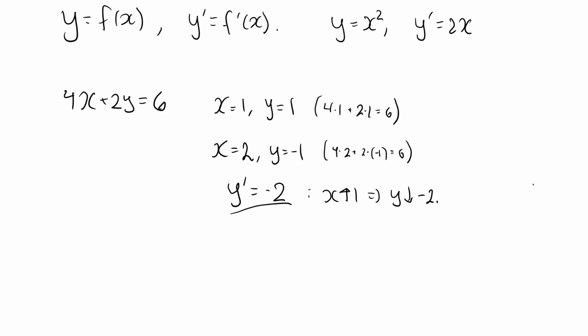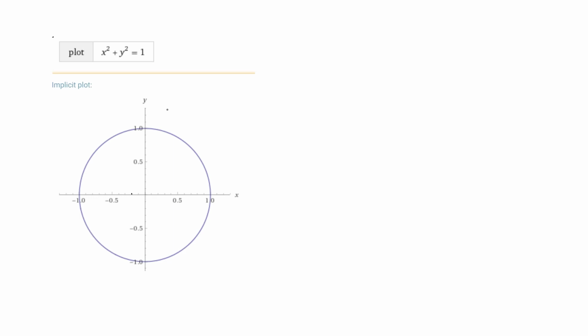We can also view the derivative as the slope of the tangent of the implicit plot. For example, the implicit plot of x squared plus y squared equal to 1 is a circle with radius 1. x equal to 0 and y equal to 1 satisfy the equation, and the tangent at this point is a horizontal line. And the derivative at this point, y prime, is equal to 0.